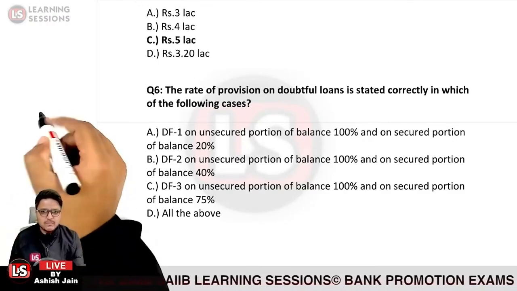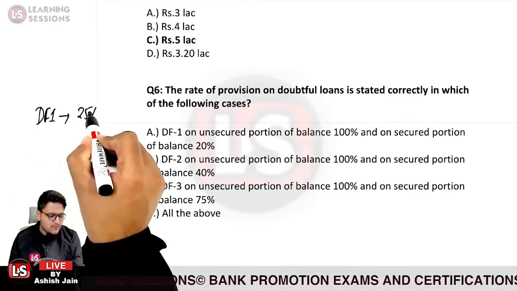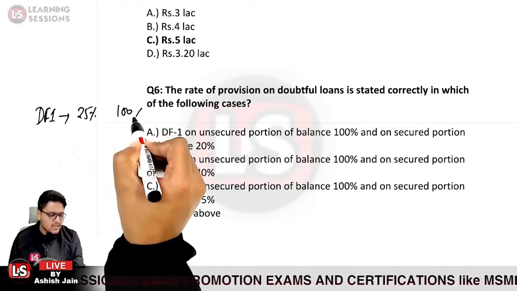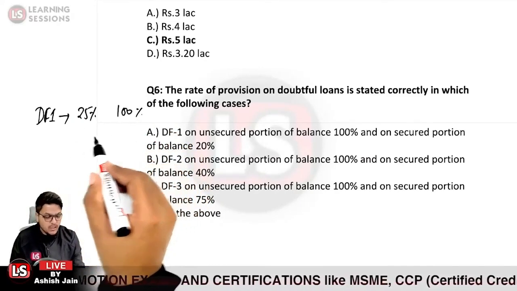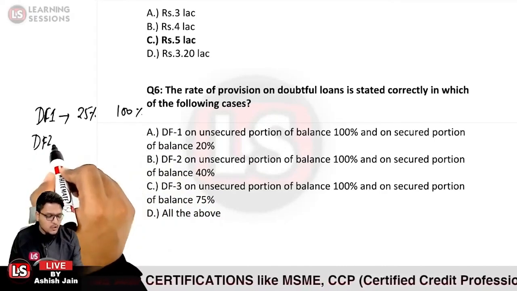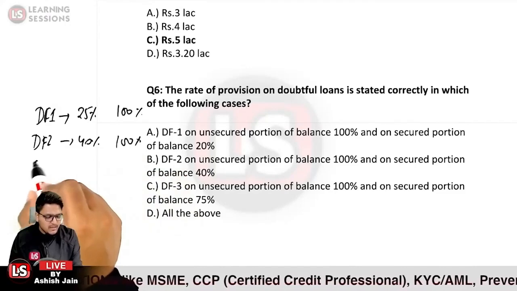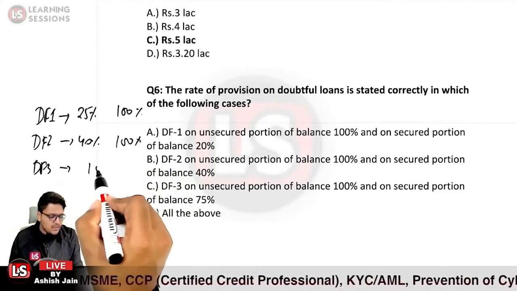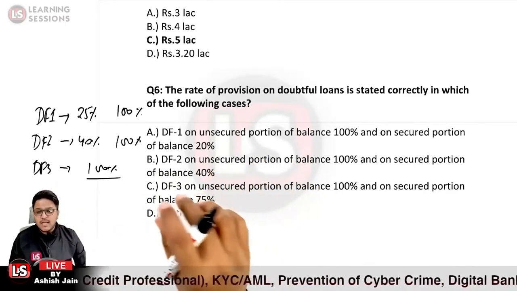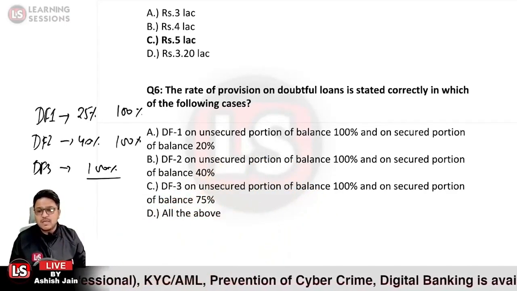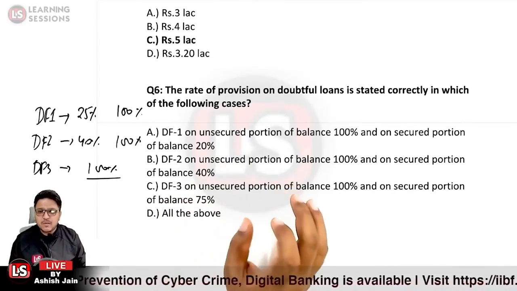So under DF1, the provision which is applicable is 25% for the secured part and 100% uniformly for the unsecured part, whether it is DF1, DF2 or DF3. For DF2, for the secured part it is 40% and for the unsecured part it is again 100%, and under DF3 it is uniformly 100%, whether secured or unsecured. Now as per the statements over here, option B is the right answer in this particular case.